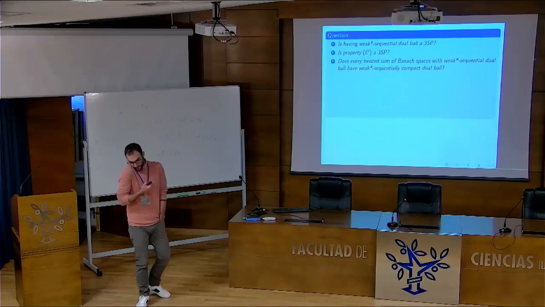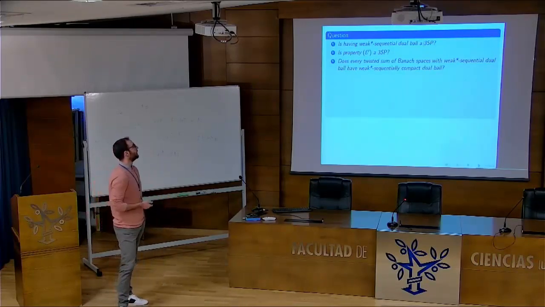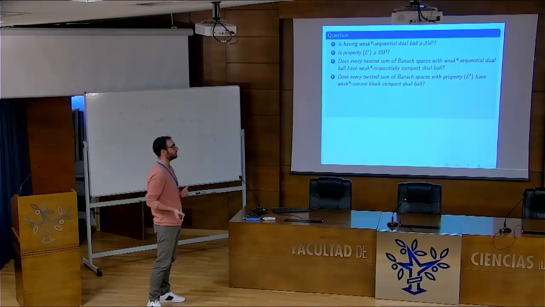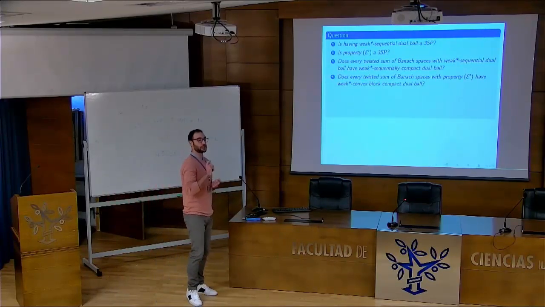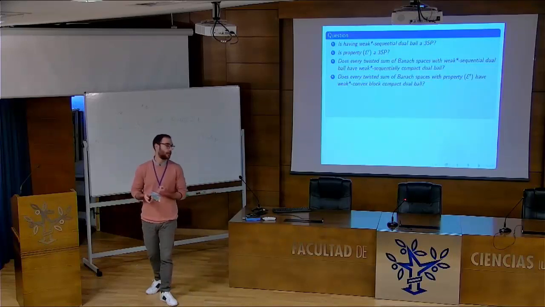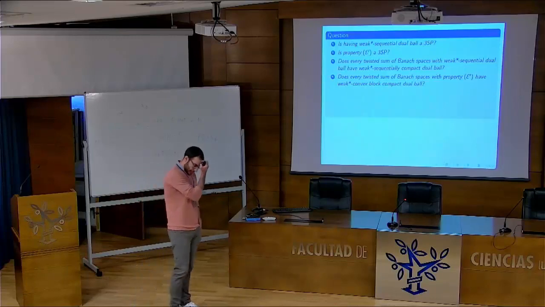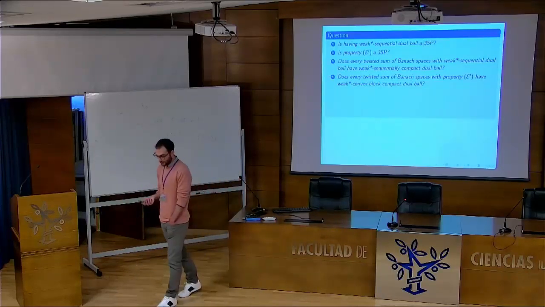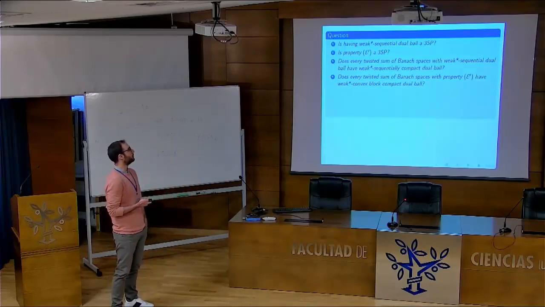And well, if one wants to give a positive answer, it is enough to answer in the affirmative these two questions here. So I wonder whether the twisted sum of Banach spaces having weak-star sequentially compact dual ball does also have weak-star sequentially compact dual ball, and the same for the convex version. So this is, if we try to isolate this from the topological point of view, a related question would be the following.